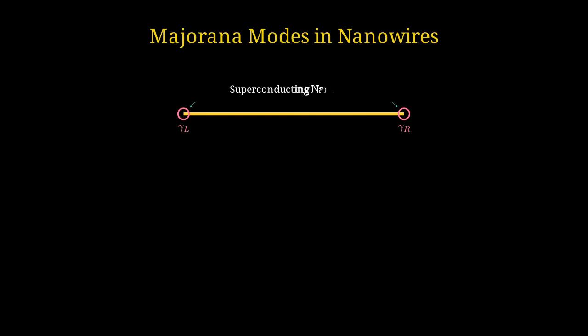Welcome to this deep dive into one of the most exotic phenomena in condensed matter physics, Majorana modes in nanowires, where we can create half a fermion at each end. Here we have a superconducting nanowire with Majorana-bound states at each end, labeled gamma L and gamma R. These are the exotic half-fermions we will explore today.